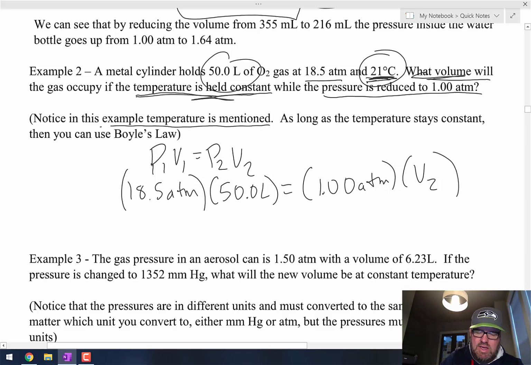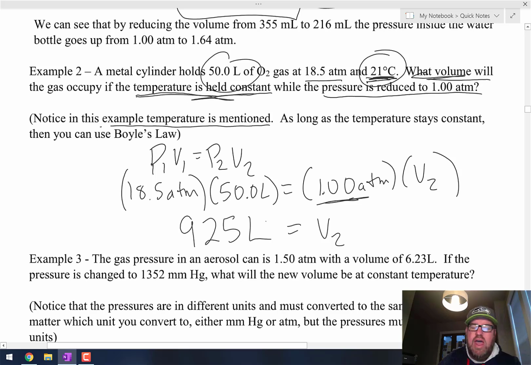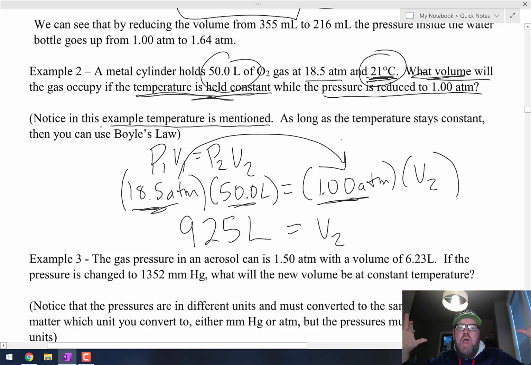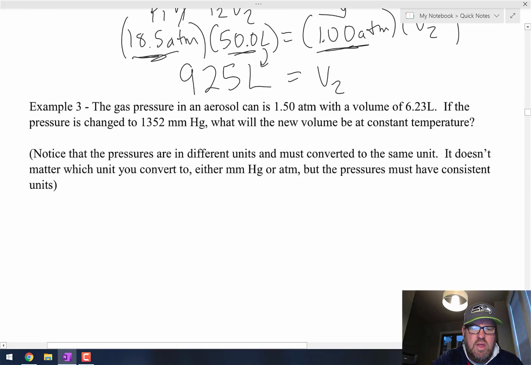So I'm going to take 18.5, I'm going to multiply by 50. And then to get that V2 by itself, I've got to divide by 1. So divide by 1. So V2 equals 925 liters. And again, let's think about that. The pressure was 18.5, and it was in a 50-liter container. To get that pressure to go all the way down to 1 atmosphere, you've got to make that container way, way bigger. Okay, and that's what happens. You're going from 50 liters to 925 liters. All right, one more example.